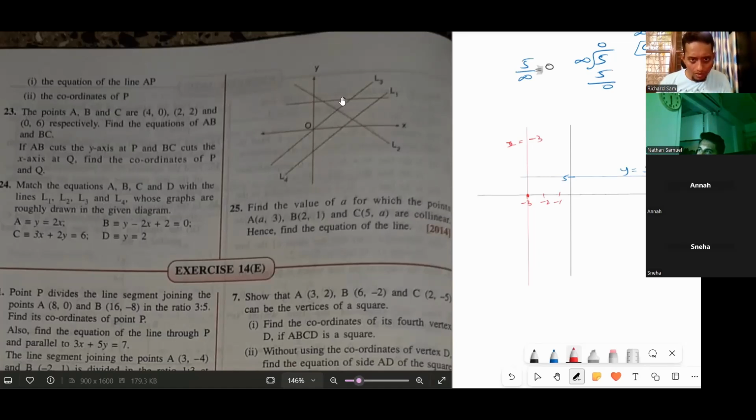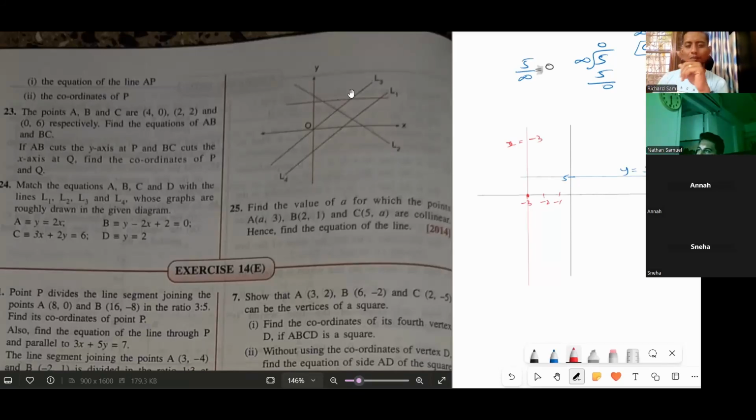L1, okay, this line is L1. What is this? L2 or what? L4, okay. L2, L3 and L4. Okay, so L1 is this horizontal line. That one's answer is y is equal to 2. Is that clear? Okay, what about the rest? Now L2 is a little difficult.